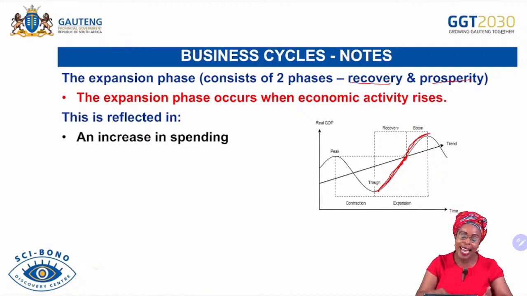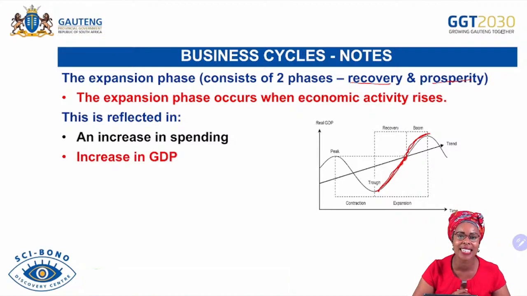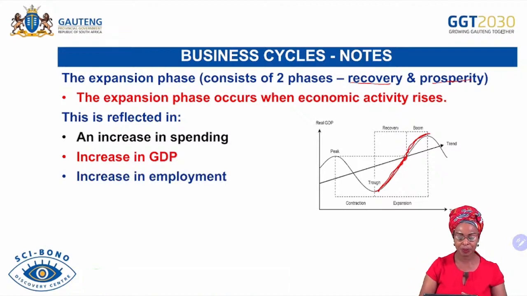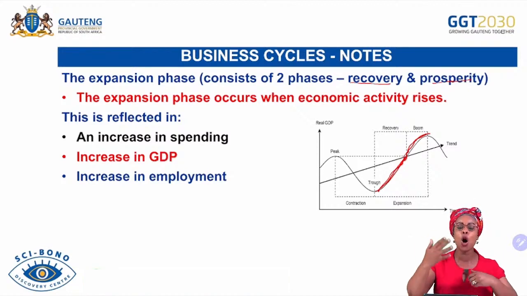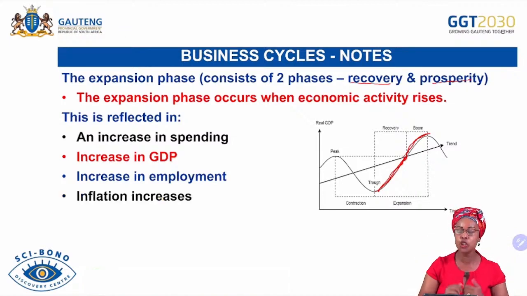You need to know what is happening during these phases. Number one, during the expansion phase, there is an increase in spending. Government is spending, households are spending, businesses are also spending. As they are spending, remember the multiplier lessons, there will be an increase in the GDP. Why? As we spend, we demand more. Businesses produce more. The moment businesses are producing more, there will be an increase in GDP. As businesses are producing more and the GDP is increasing, more workers will be employed. Employment also increases during this particular phase.